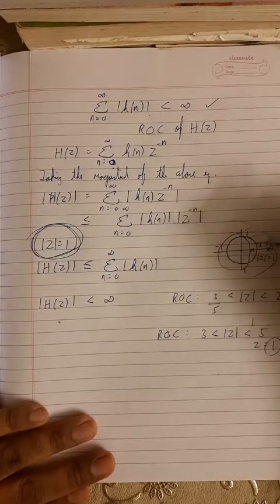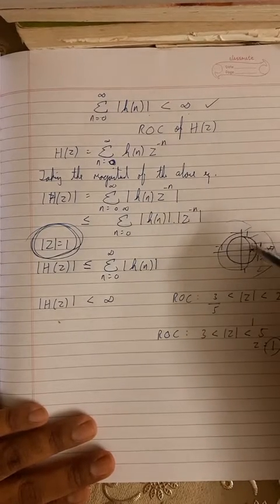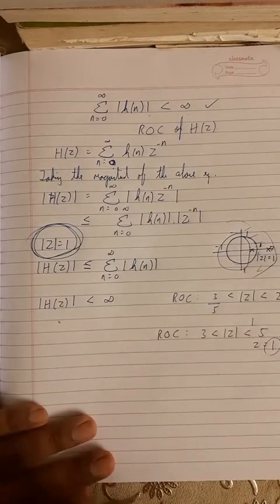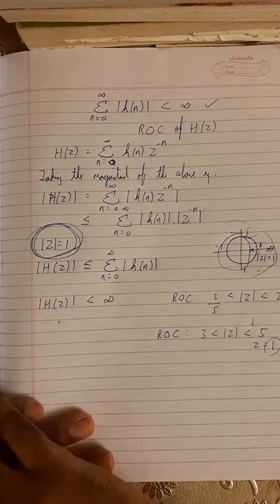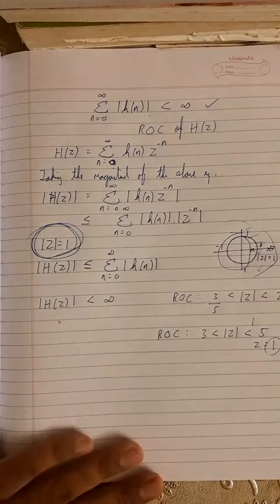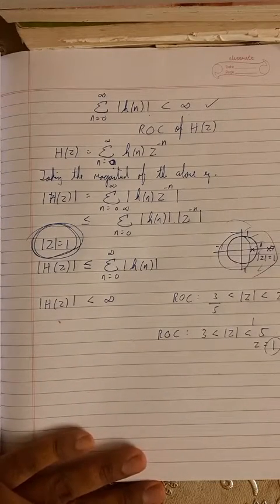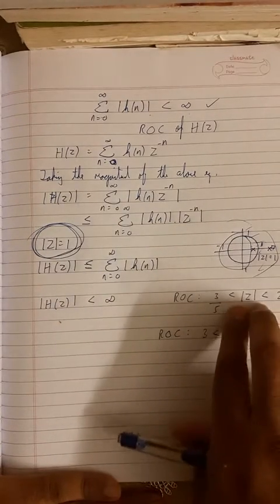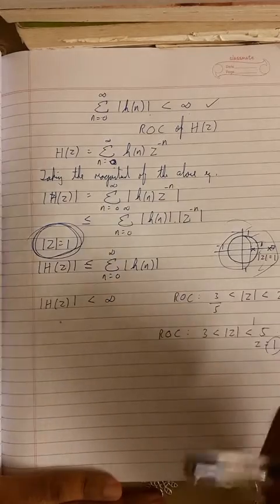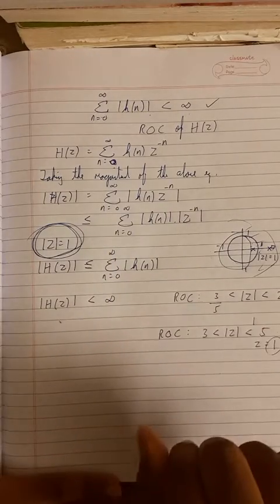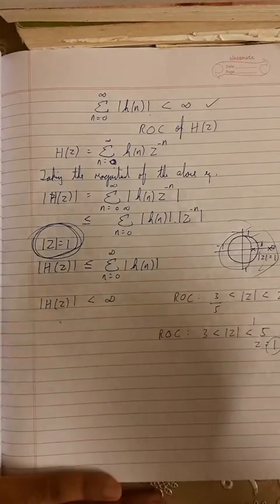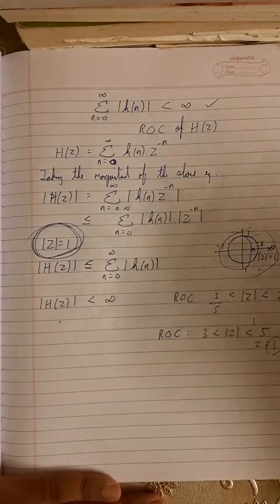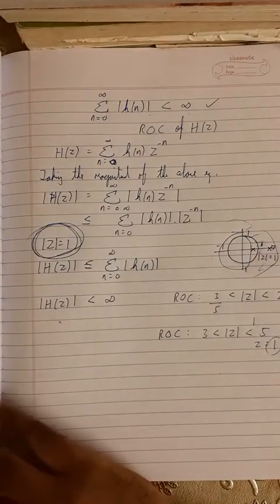So the range is between 3.5 and 2, which means this unity circle is also inside this range. So that's how we check whether the system is stable or not. That is, check whether the unity circle is inside this range, or the value 1 must be inside the range. If it is not inside the range, then it is not stable. If it is inside the range, then the system is stable. This is how we check whether the system is stable or not.